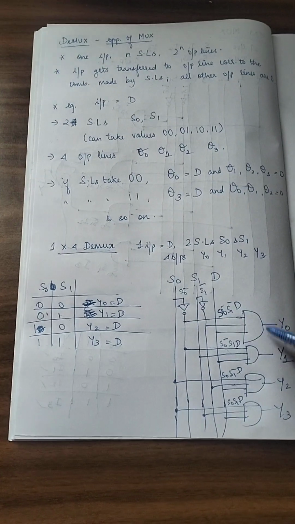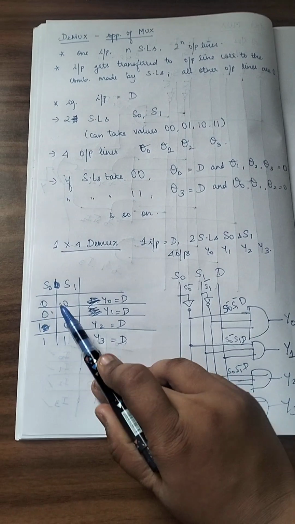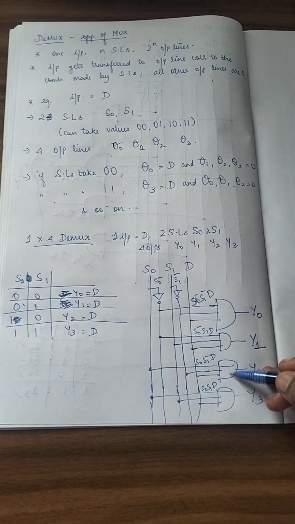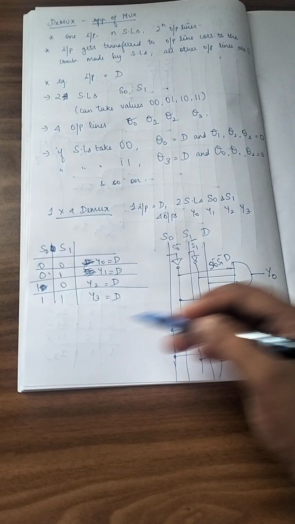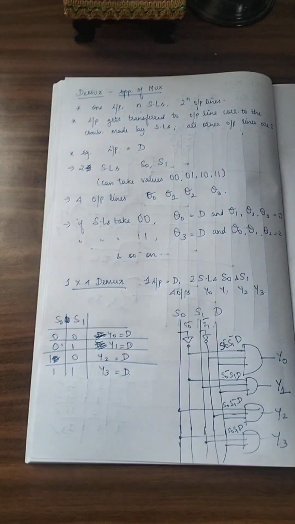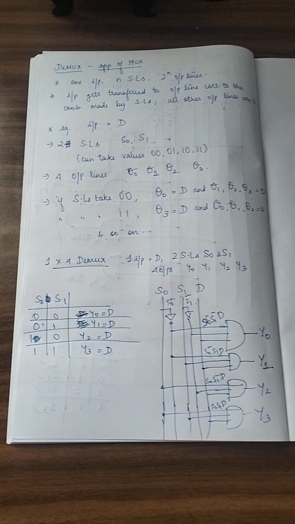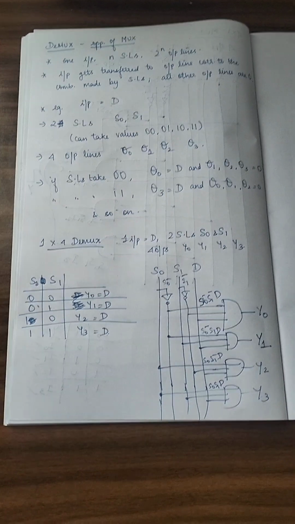Now if you try each of these, you will see that if I take the combination 0 0, this one will give me a D and all others will give me a 0, and similarly for the other corresponding combinations. So that is a broad overview of how a demux works. One input, n selection lines, and 2 power n output lines.